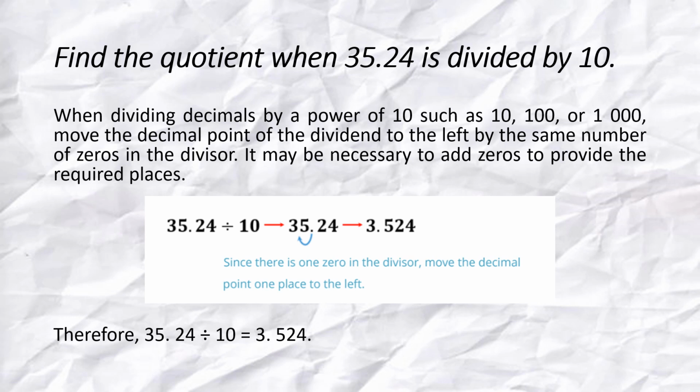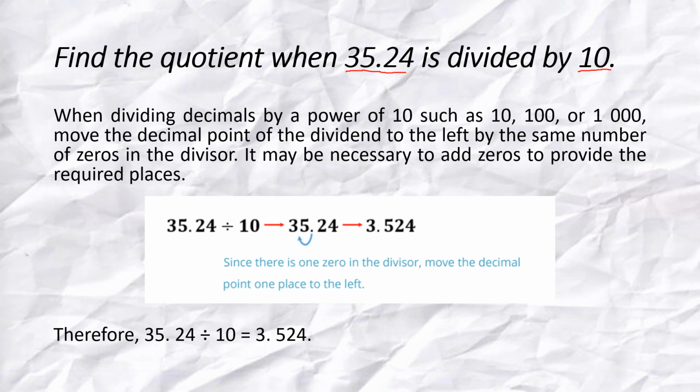Next, let's have this given example. Find the quotient when 35.4 is divided by 10. Take note that whenever you divide a decimal number by a power of 10, such as 10, 100, 1000, and so on, there is a simple and easy way to divide the dividend if your divisor is a multiple or a power of 10.